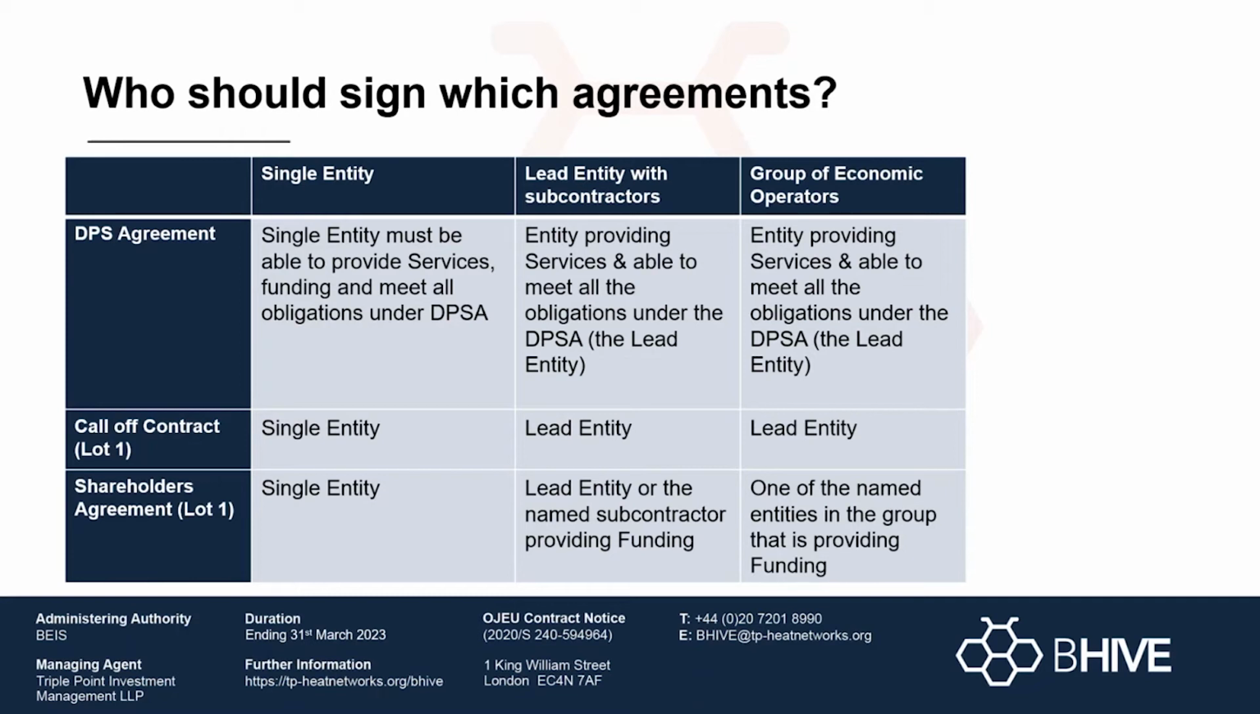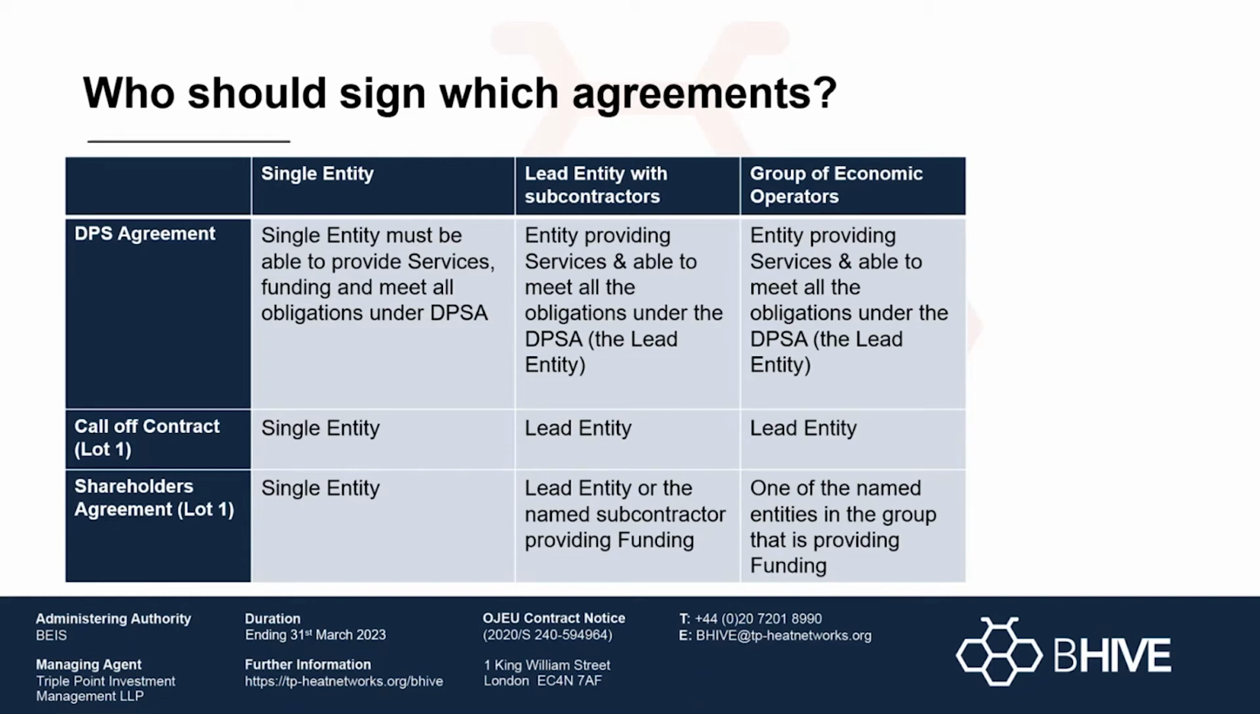So a single entity would be one where the funding and the services are coming from the same entity for lot one, and then under lot two, we envisage most people will fall under the single entity category if they can provide the asset finance under that one single entity. The lead entity with subcontractors is more akin to a fund and fund manager type relationship.